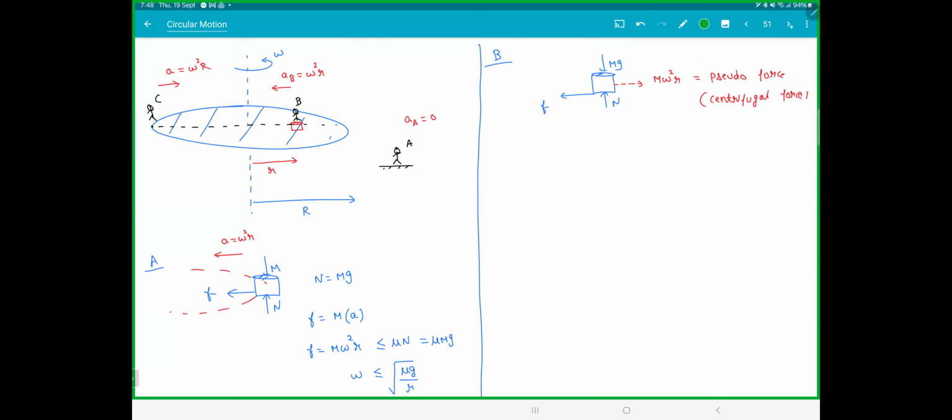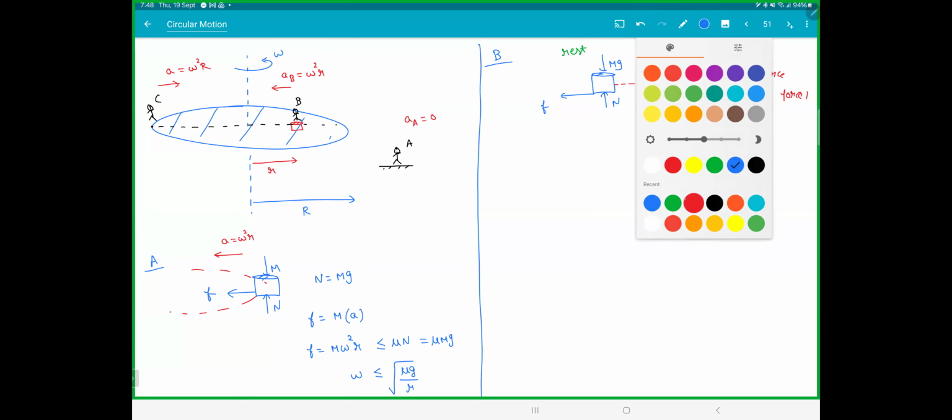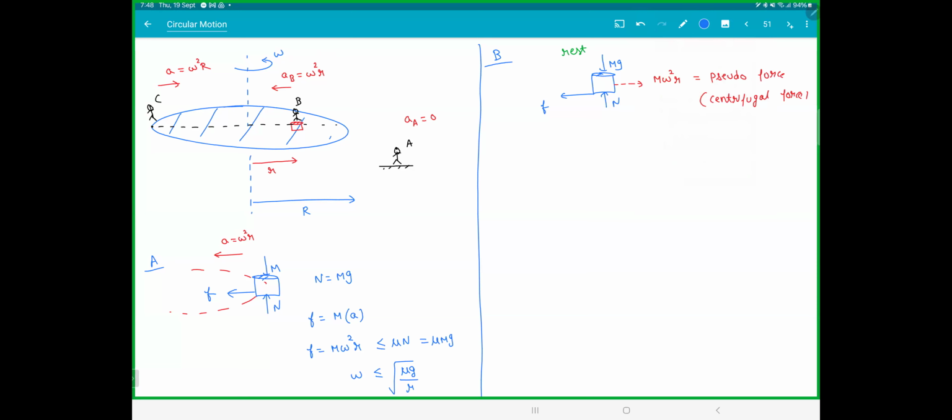And then this guy will say, this is at rest. So he will say, F minus m omega square r equal to 0. So we get F is equal to m omega square r less than equal to mu mg. You get the same answer. Omega is less than equal to root of mu g by r. Clear? Now the interesting thing. What will C say?